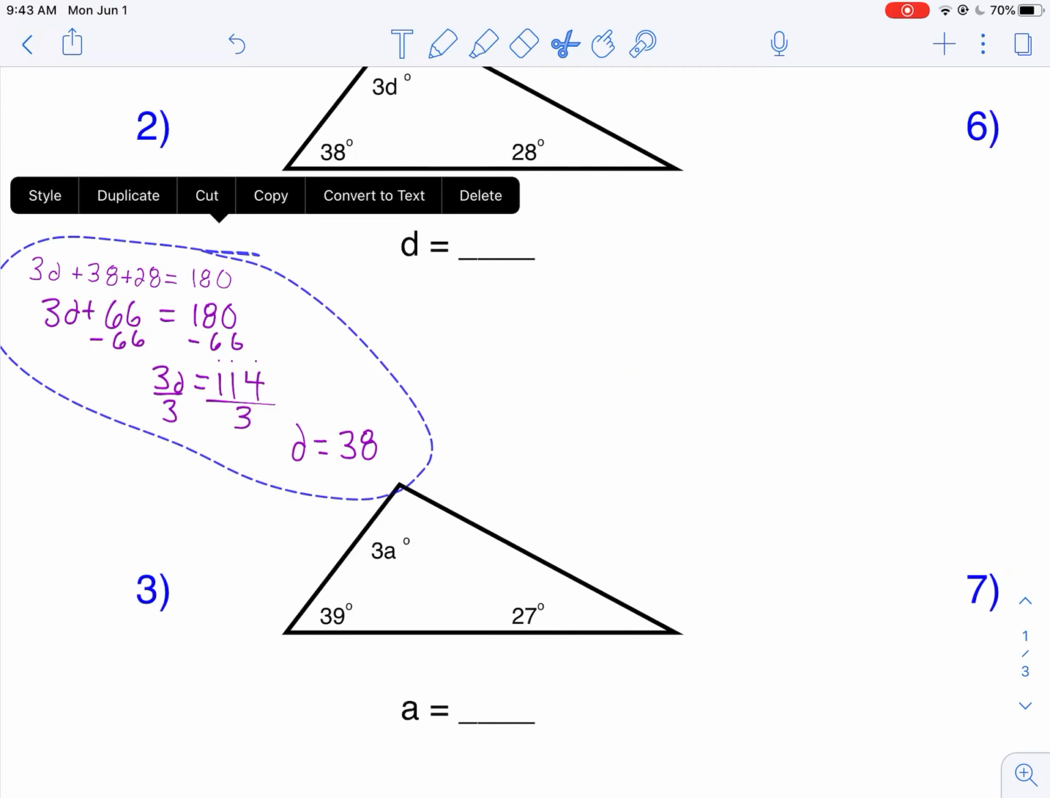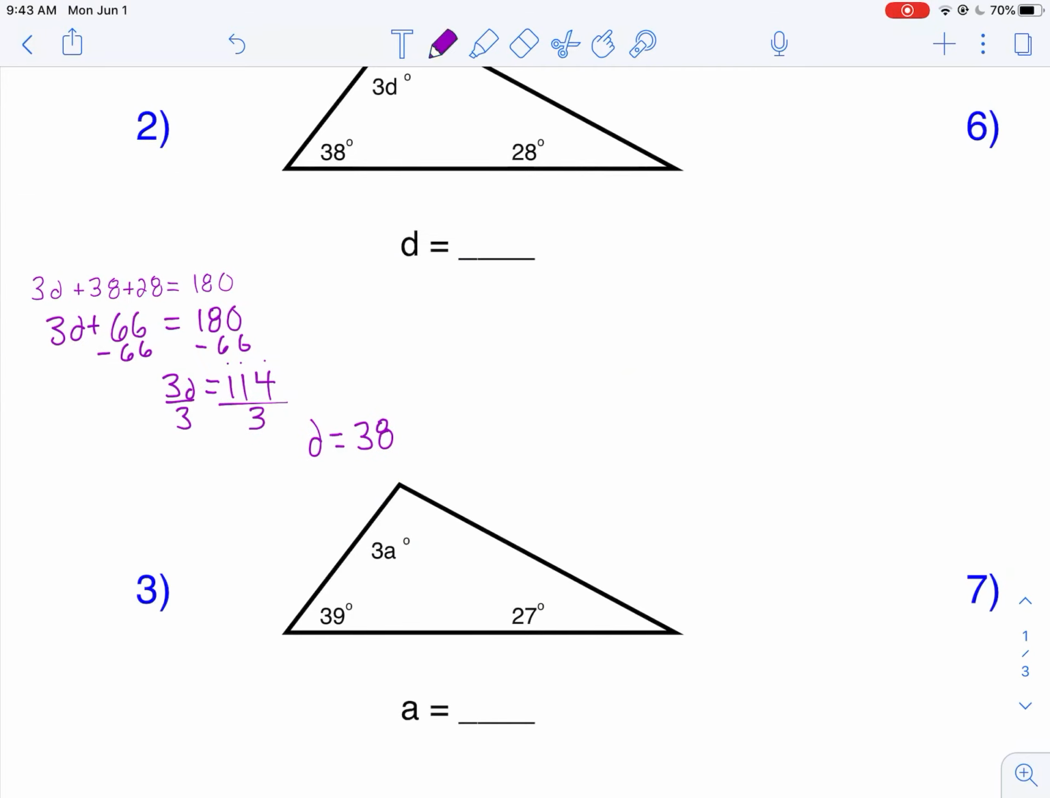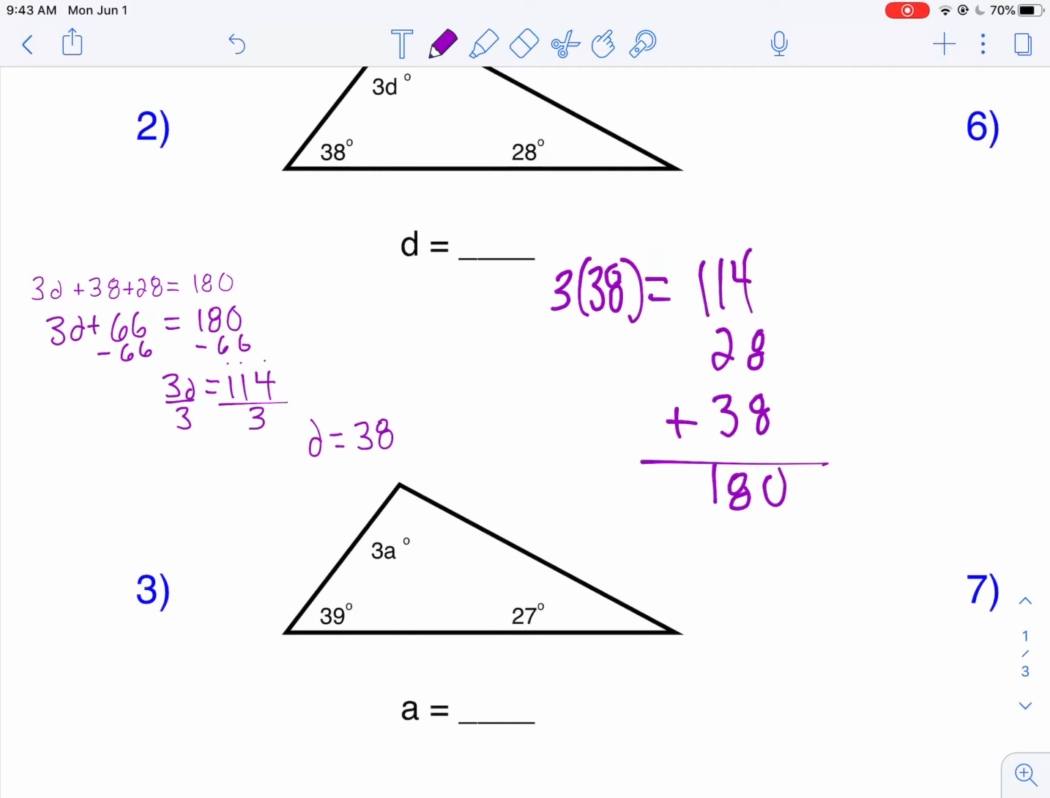And again, I'm going to check it. It's a good habit to get into. I'm going to do 3 times 38, which gives me 114. And add 114 to 28 and 38, and let's see if it works. It certainly does. I get 180. Perfect.